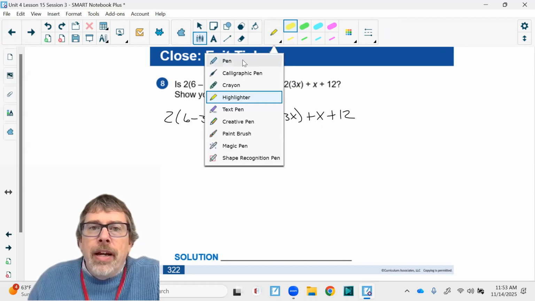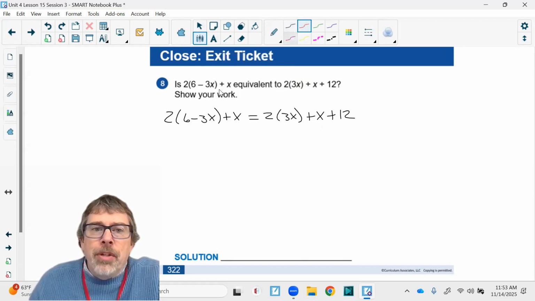Actually, no, I'm not going to do any highlighting yet. I want to do the distributive property. So a positive times a positive is positive. 2 times 6 is 12. A positive times a negative is negative. 2 times 3x is 6x.